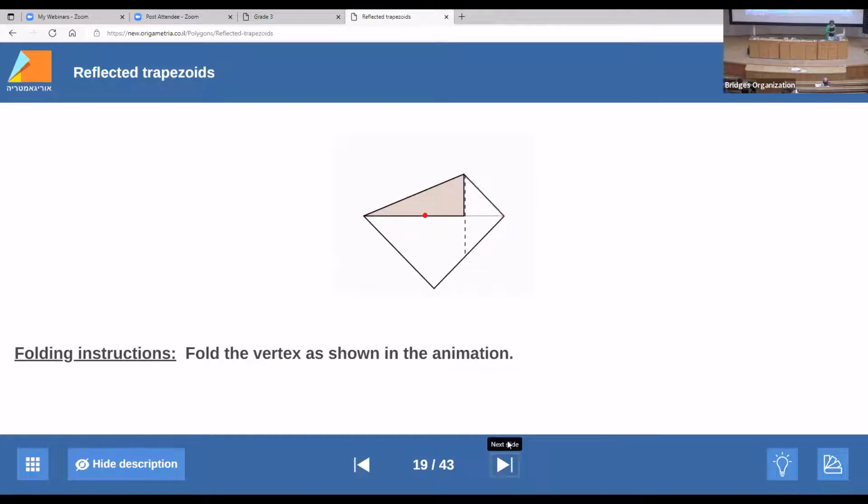So now what I need you to do is fold the vertex as it's shown in the animation. Now I want to show you something more about this animation. We worked very hard on it. The animation repeats again and again, so if the teacher wants to go between the children and see that everybody is okay, the animation continues to show it again and again so the children know how to do it. The model is created by Paul Jackson, and he did all the work with the animator.